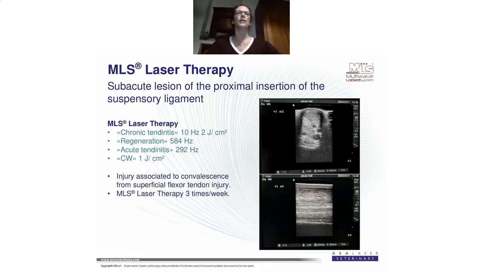Not all in the same session. These are the protocols I need, but I change each time. I can put 2 protocols together, but not more. So this injury was associated to convalescence from superficial flexor tendon injury. So the therapy was done 3 times a week.